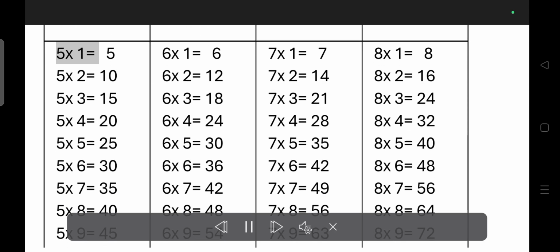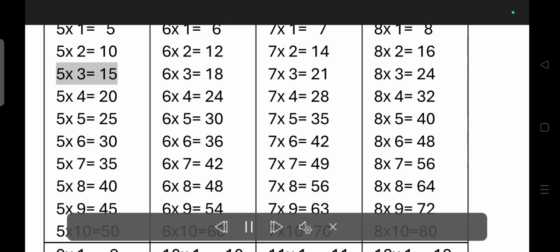5 times 1 is equal to 5. 5 times 2 is equal to 10. 5 times 3 is equal to 15. 5 times 4 is equal to 20. 5 times 5 is equal to 25.